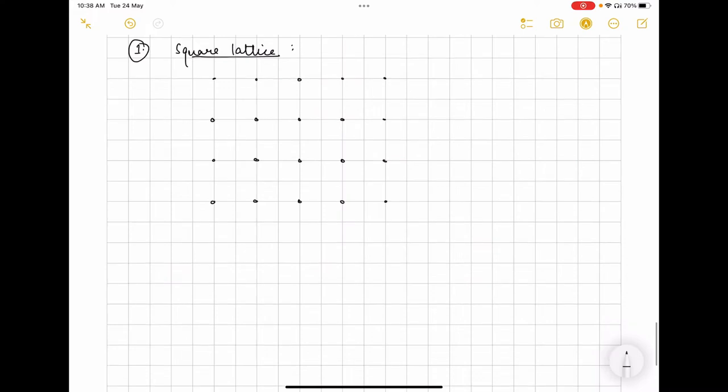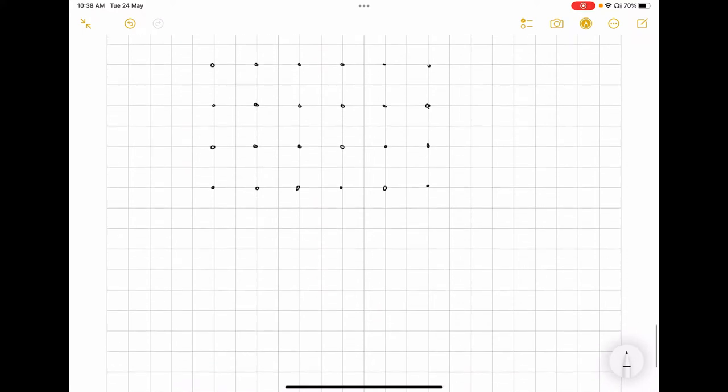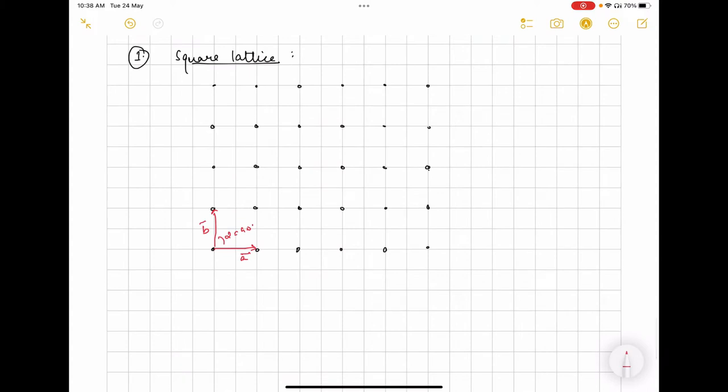So this is your array. Okay, so we can see the basis vectors are this A vector, B vector, and here alpha equals 90 degrees, and also the modulus of A and B are equal. So these are the lattice parameters, or the relations between them, that can be defined for a square lattice.